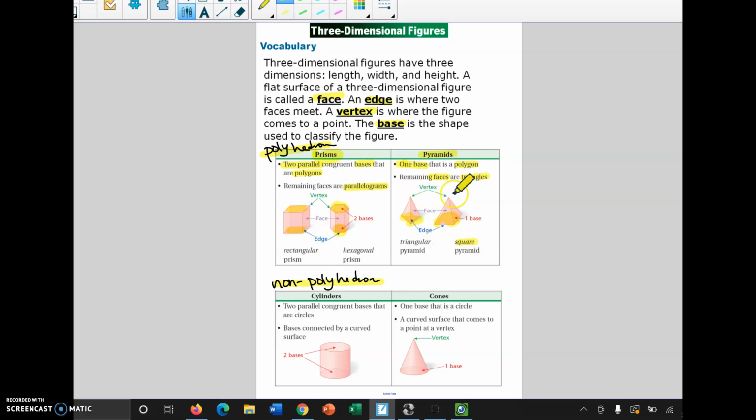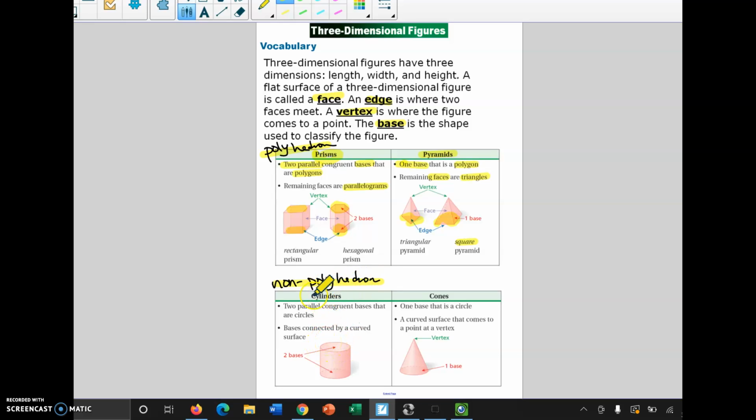That would really hurt if it hit you in the eye, and this would still hurt, but not as bad because there's 2 parallel bases. It's flatter. This is really pointy. That's a pyramid. Okay, down here, these are not polyhedrons, and that's because the bases are curved.